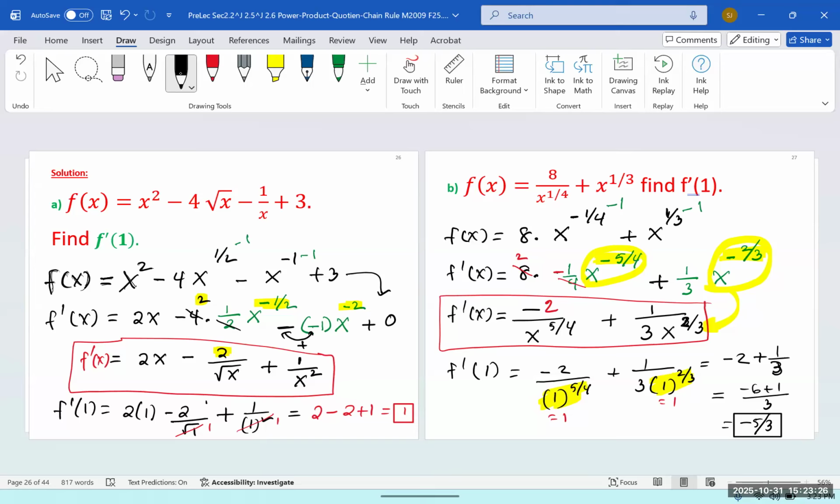Any question on this one? Which one? 1 to the 5/4? 1 with any power is 1. 1 is the most generous number. It doesn't matter what power you have, the answer is always 1.